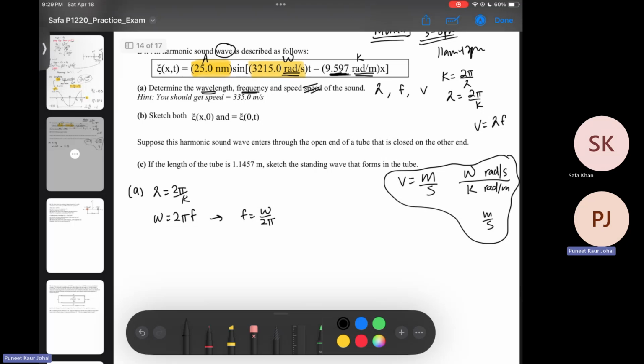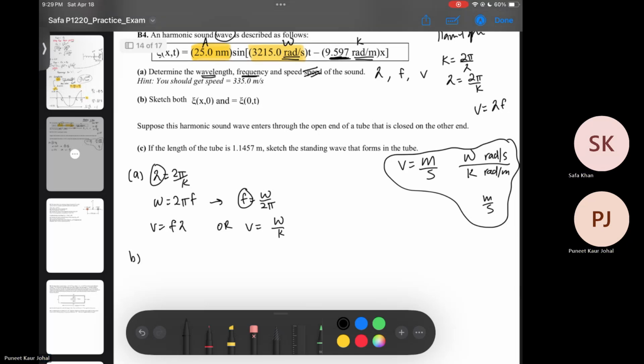And finally, for speed, you could either just multiply the f and lambda answers, or you can use omega over k. They both should work.